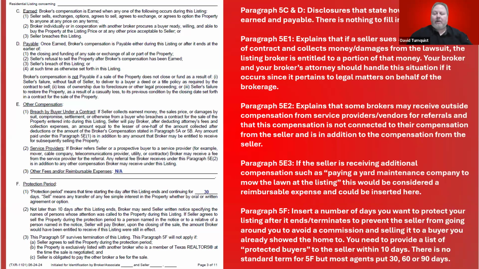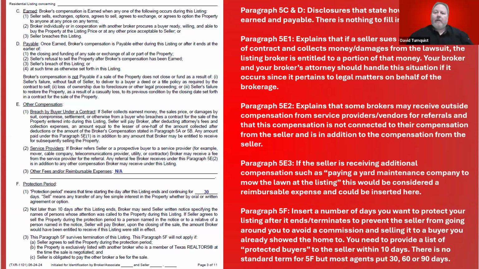Even if this agreement is terminated or expires, you still are protected if they try to sell it to somebody that you showed the house to. This example is for 30 days. So if they tried to sell it to somebody within 30 days of this agreement ending, they would still owe me a commission. And you could put more than 30 days. You could put 60 days, 90 days, 120 days.